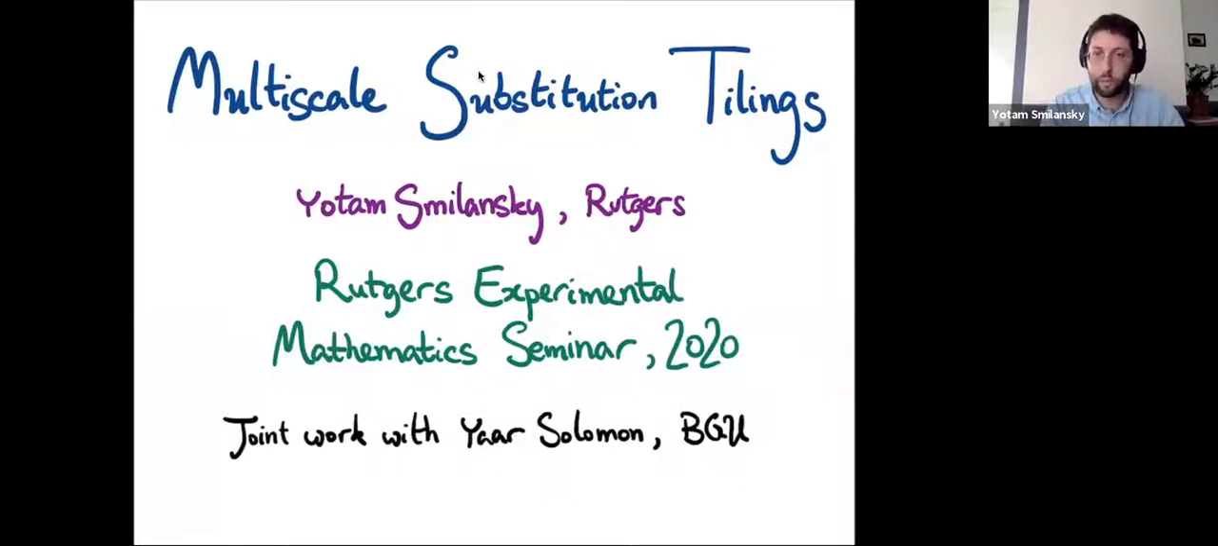In dynamics, of course, it sits in the world of dynamical systems, but of course also in metric geometry, because it's all about tilings, and substitution has combinatorics all over it, and multiscales has number theory in it. So it really sits at the crossroads of many things.